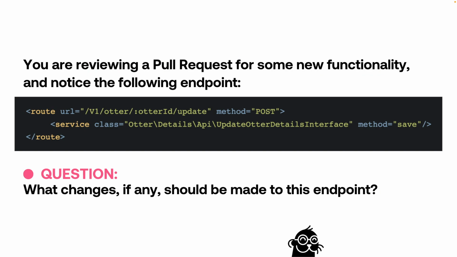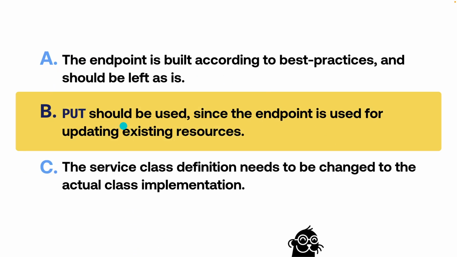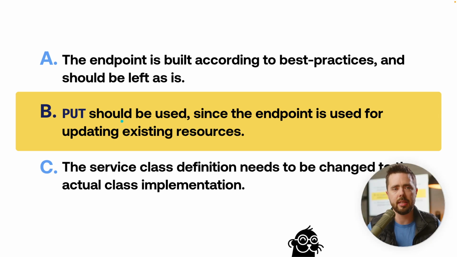Let's go back and take a look at this question again, just for your review. We have our XML here. Which of these three options? Either change nothing, or we change the method to be put, or we change this interface to be a concrete class. Which of the three would you select? Now, the one I would select is this one, B. Put should be used since the endpoint is used for updating existing resources.